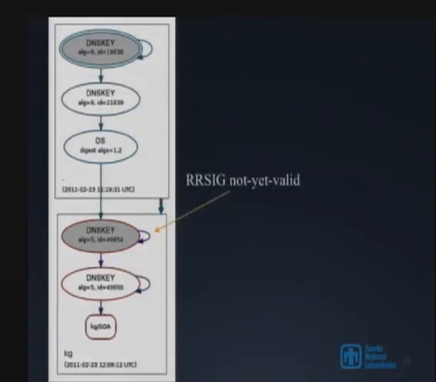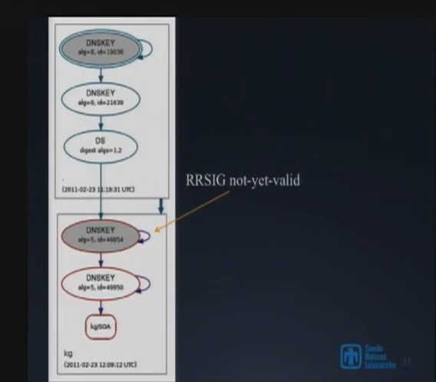Okay. Here's an interesting one that we saw just last week. Again, another learning point. This was .kg, a top-level domain. I believe it's Kyrgyzstan. And they had a problem where their signature wasn't yet valid. It was before the inception date. Normally, you would just wait for the inception date to come, and it would just work after that.